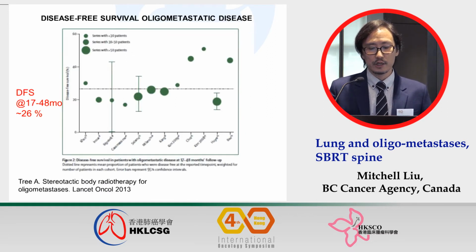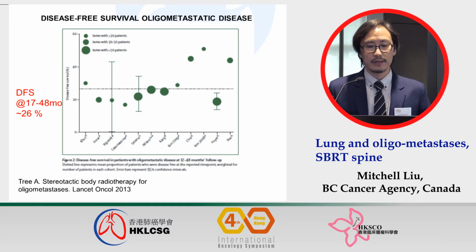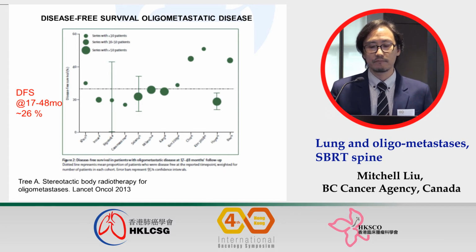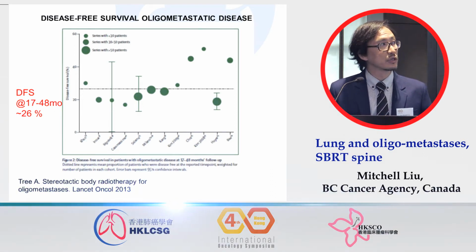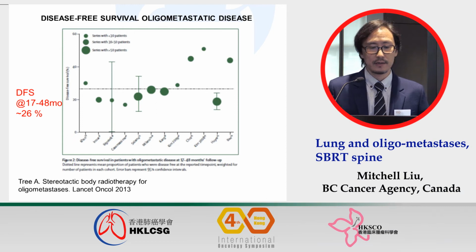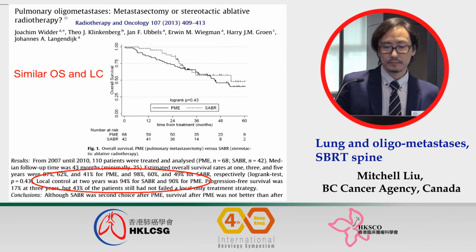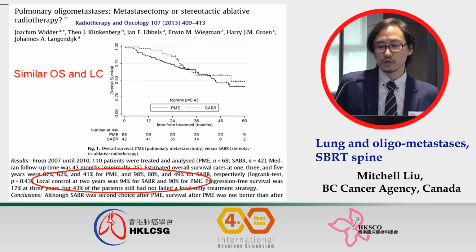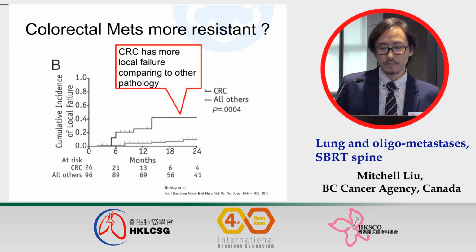In fact, in a study published a couple of years ago in Lancet, the authors compiled results from a couple of papers for patients treated with SABR for oligometastases, and the combined disease-free survival was in the range of 25 to 26% at a couple of years follow-up. Compared to surgery, SABR or SBRT treatment gives a pretty good local control, with a control rate of up to about 90%.